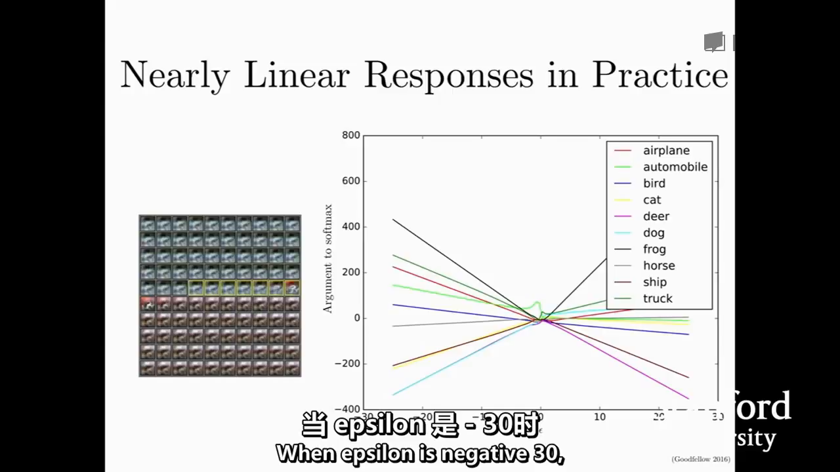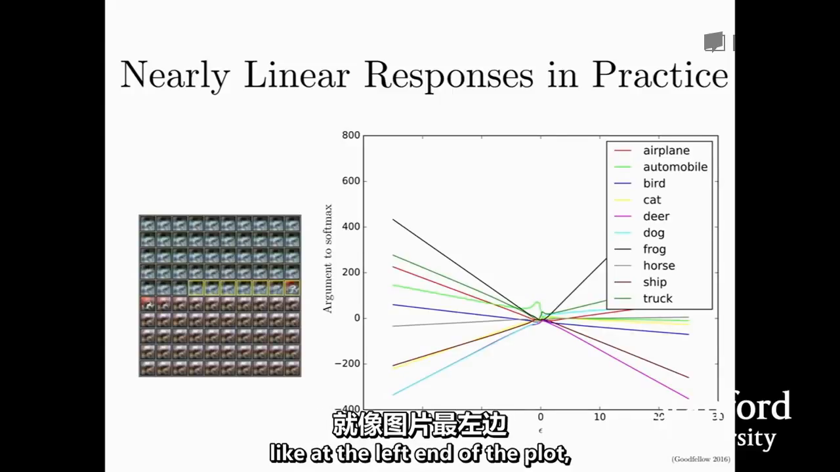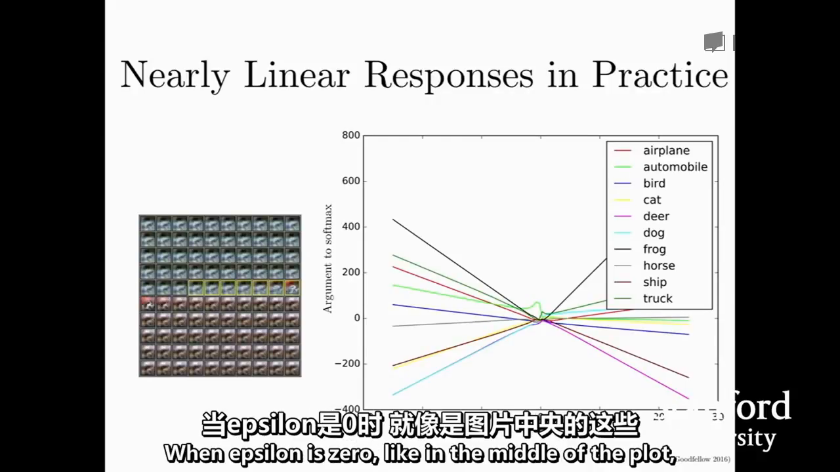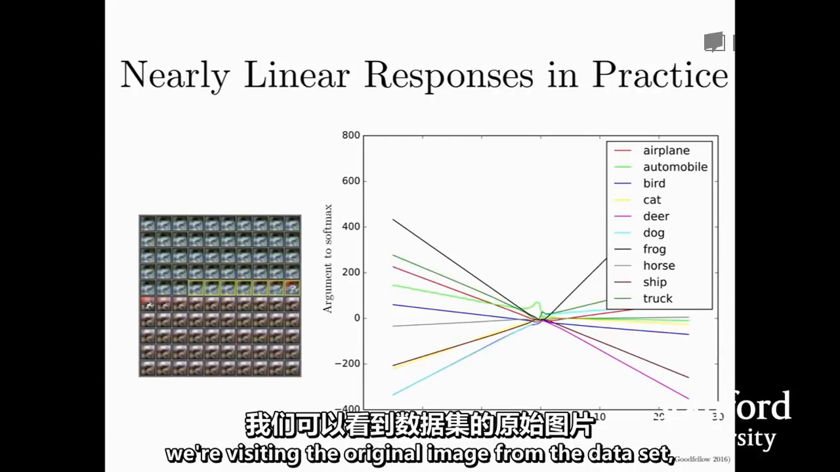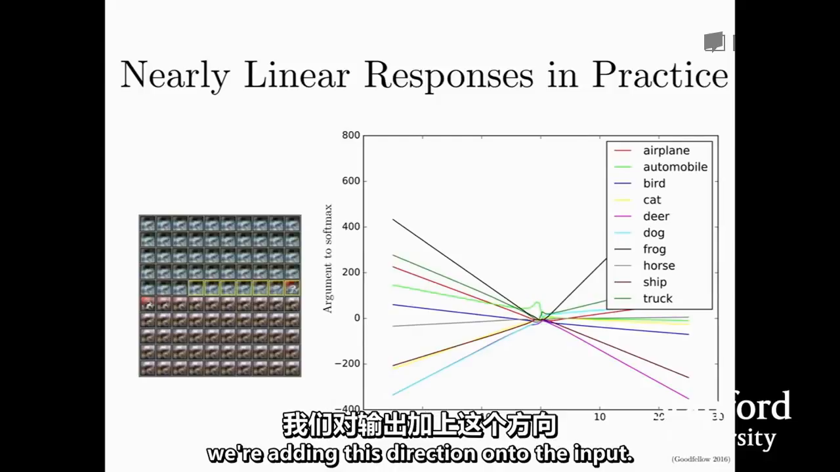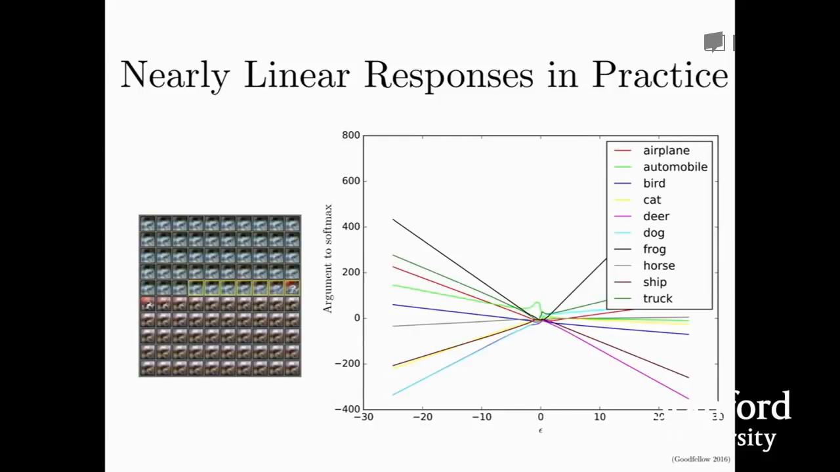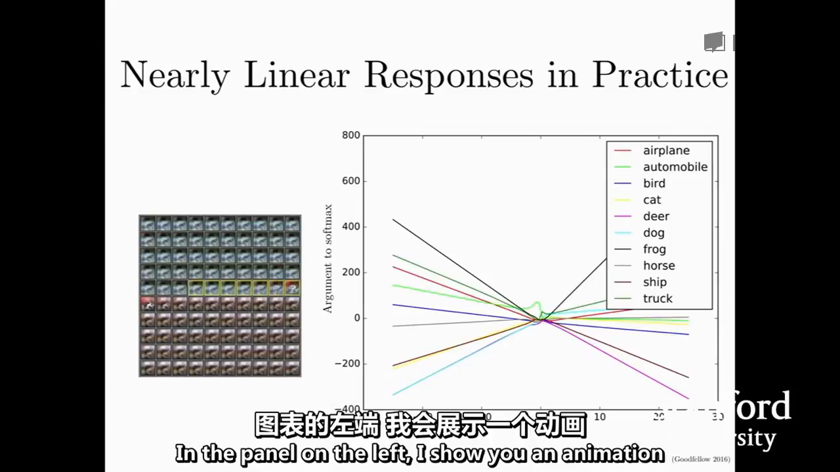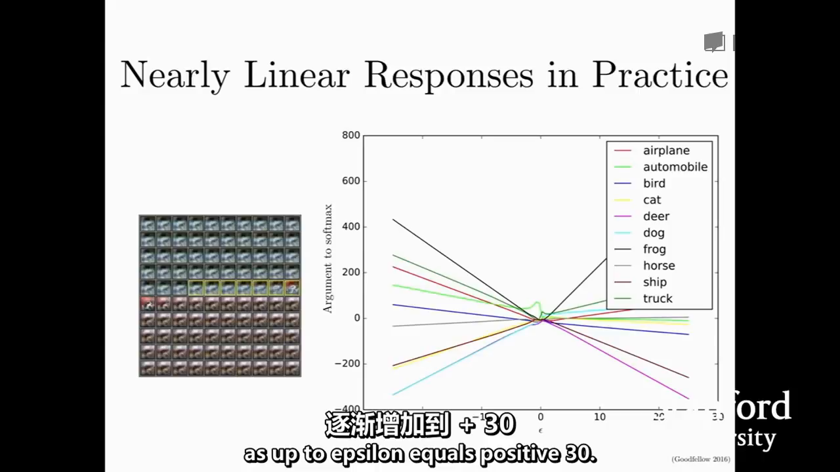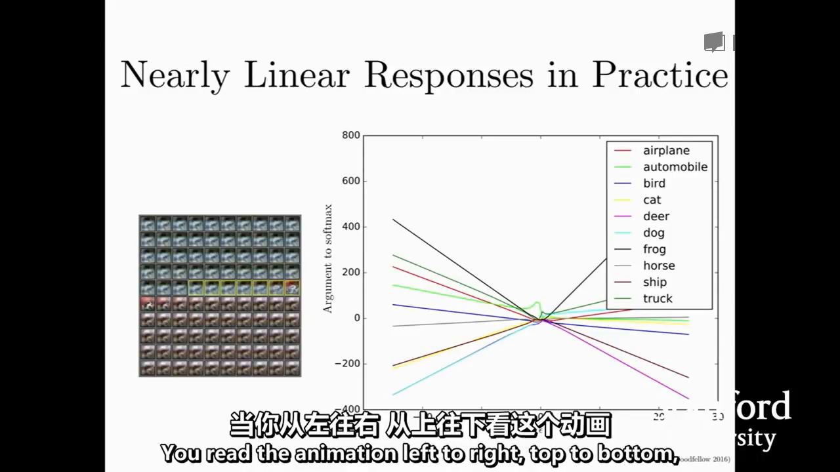So when epsilon is -30, like at the left end of the plot, we're subtracting off a lot of this unit vector direction. When epsilon is 0, like in the middle of the plot, we're visiting the original image from the data set. And when epsilon is +30, like at the right end of the plot, we're adding this direction onto the input. In the panel on the left, I show you an animation where we move from epsilon equals -30 up to epsilon equals +30. You read the animation left to right, top to bottom.